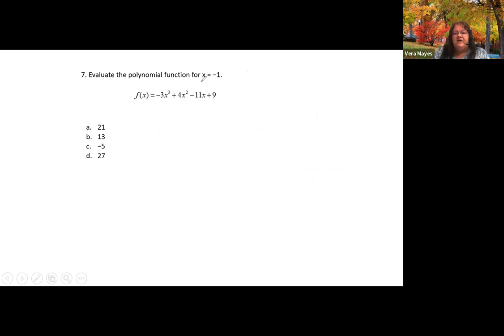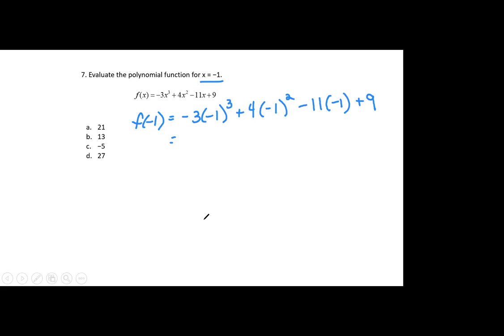So this one says now evaluate when x is -1. So we're wanting to find the value of this function when x is equal to -1. This one's a little bit tricky because of the exponents, and that's why we put it in here, to see if you're good about following your order of operations. When I look at this first term, I see a multiply by the -3, but I see an exponent of 3. So which do I do first? Do I multiply by 3 or do I take it to the third power? Take it to the third power.